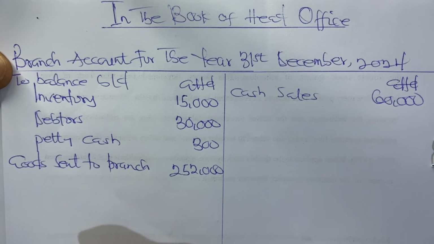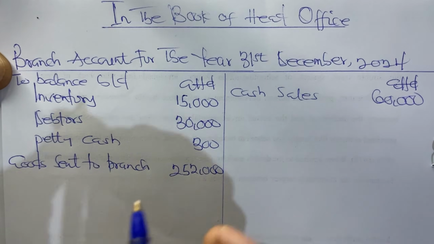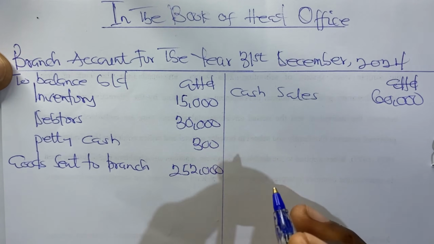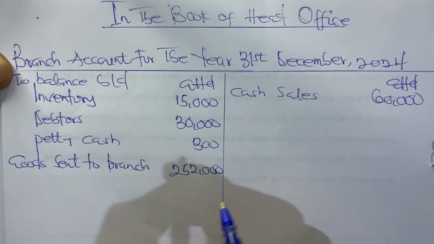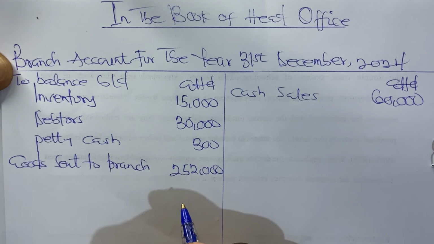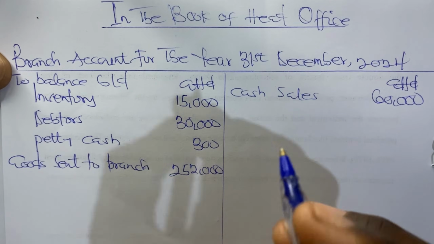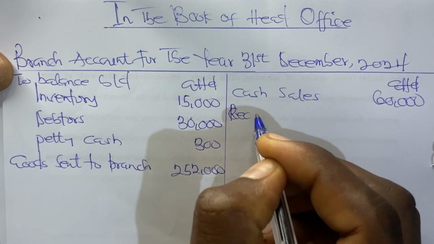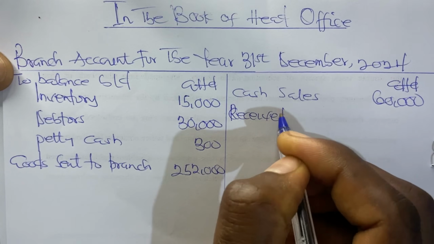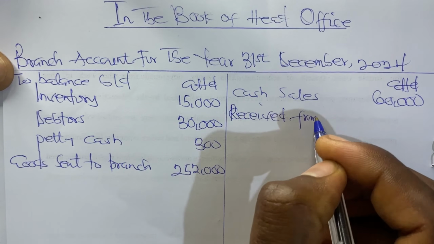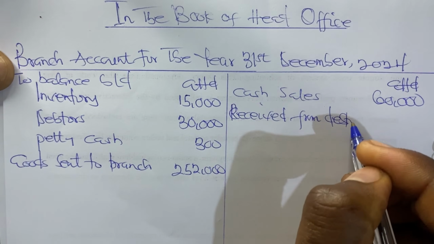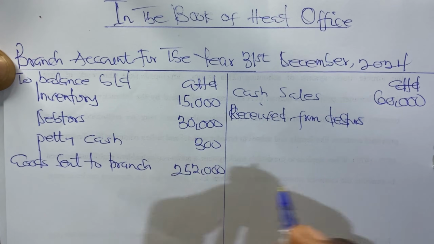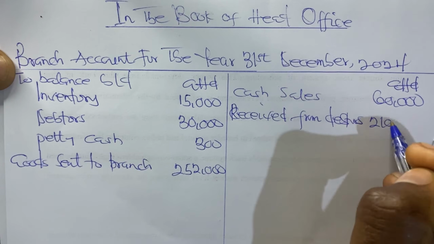The next is receipt from debtors. The cash receipt from debtors is as a result of credit sales. So when we sell goods to customers on credit, the proceeds or the cash we receive from them is what we call the receipt from debtors. So that will be recorded at the credit side. So receipt from debtors, and the amount over here is 210,000.